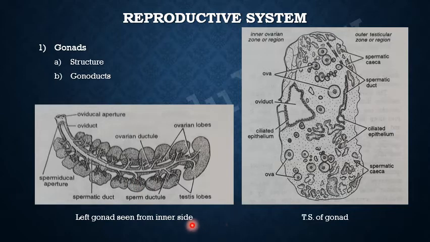Each lobe is made of a larger brick red cortical, peripheral or outer testicular region. This one. The testicular zone is made up of closely packed spermatic ceca or tubules lined by germinal epithelium forming spermatogonia, spermatocytes and spermatozoa.